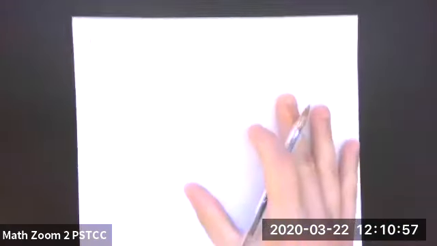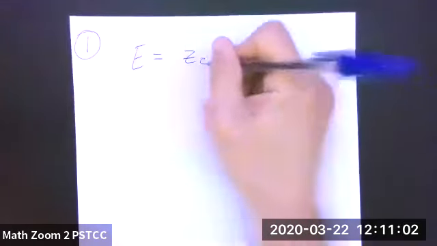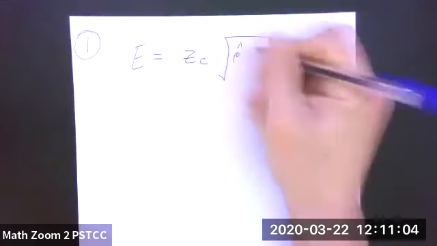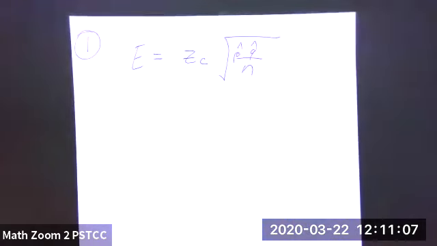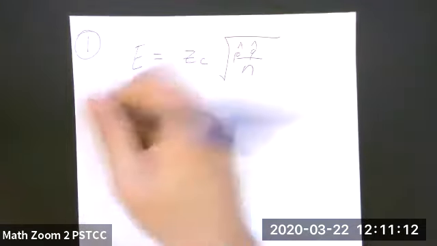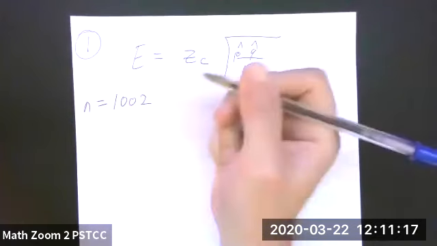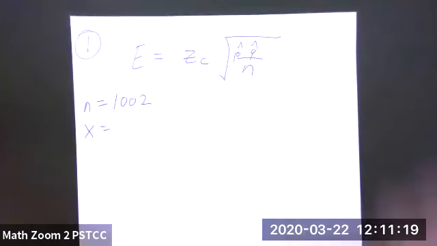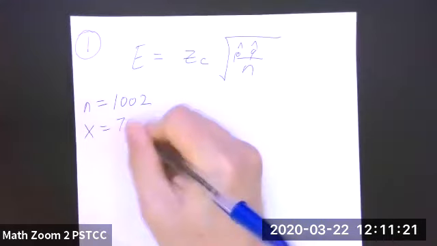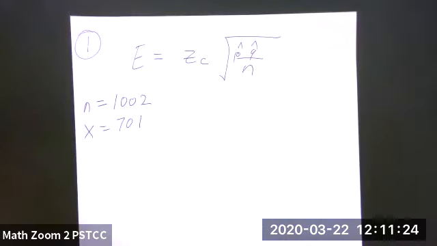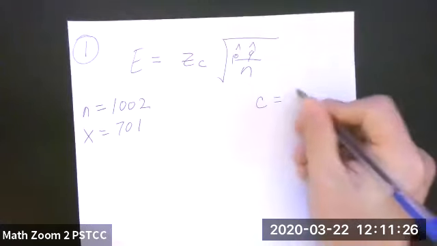If we go to the formula sheet, the margin of error is equal to... Now the information we have in this problem. N is our sample size, which is the total, 1,002. X is the number of successes, that is the 701 registered voters. Our confidence level is 99%.